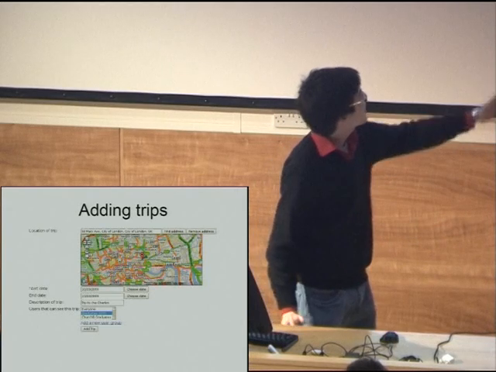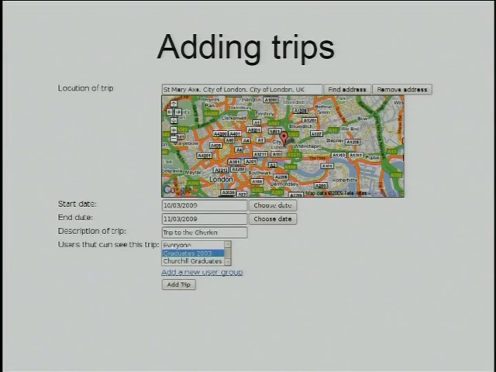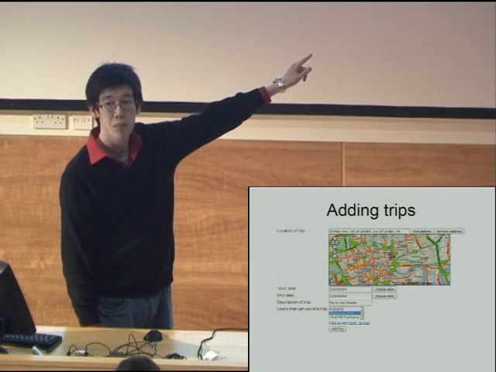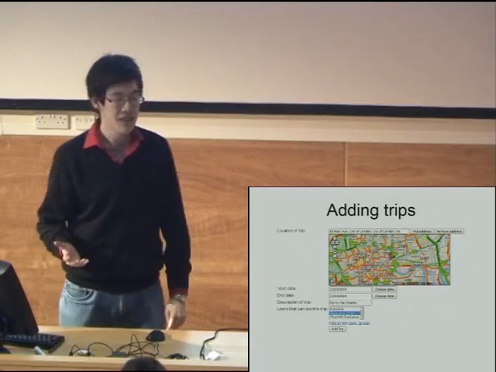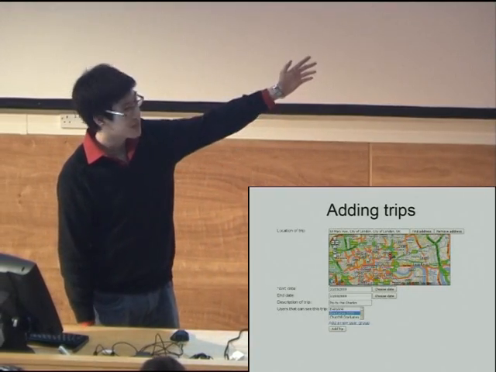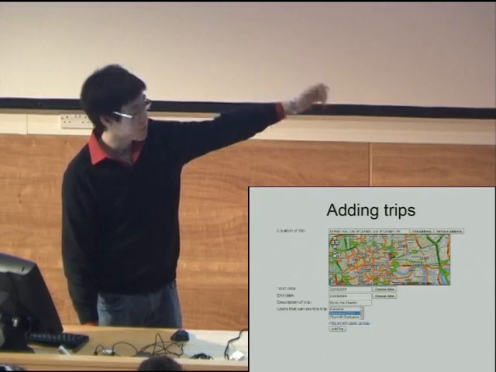Well, most of it is probably as you'd expect. You type in a location and a date range. And here you can see we're using the Google Maps API to provide a nice user interface, and it will also go away and find the address for us. And perhaps a little more interesting is that we can select who can actually see the trip. So you can define your own user groups. And in this case, only people who graduated in 2003 will be able to see this trip.